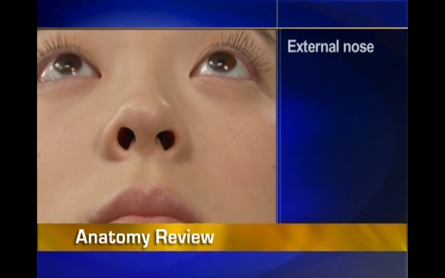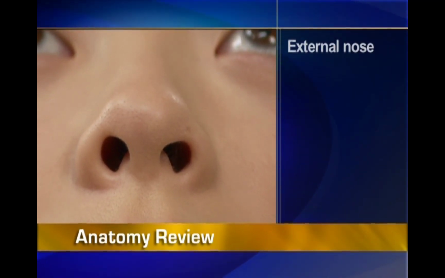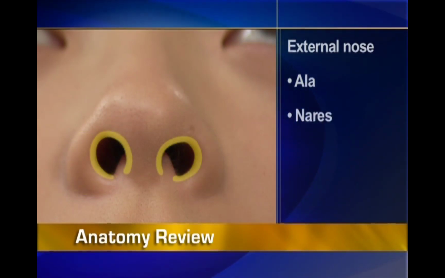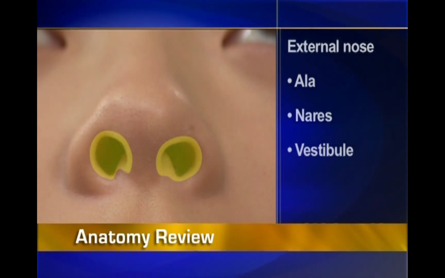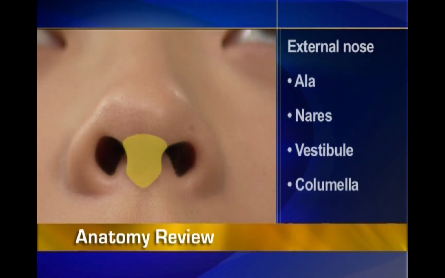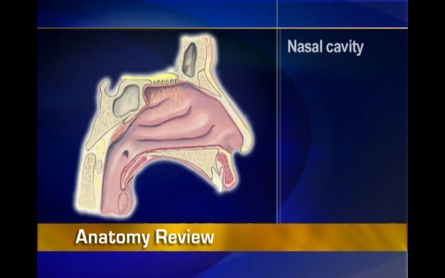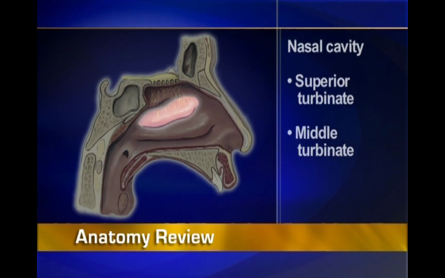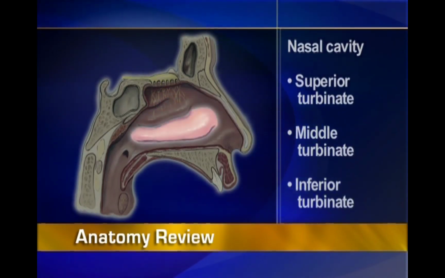Before assessing the nose, mouth, throat, and neck, review their anatomy. The external nose includes the ala, the lateral outside wing, and the nares, which widen into the vestibule and are separated by the columella, which is continuous with the nasal septum. The lateral walls of each half of the nasal cavity contain three bony projections: the superior turbinate, middle turbinate, and inferior turbinate. These structures warm, filter, and humidify inhaled air.